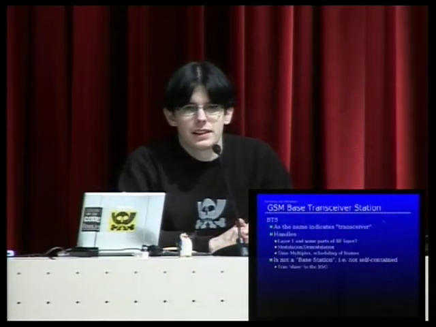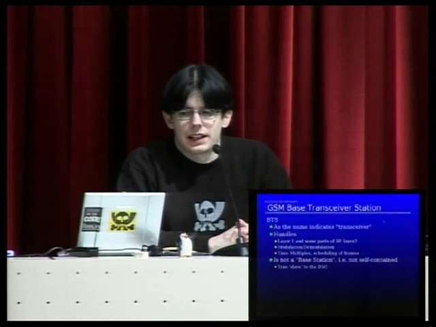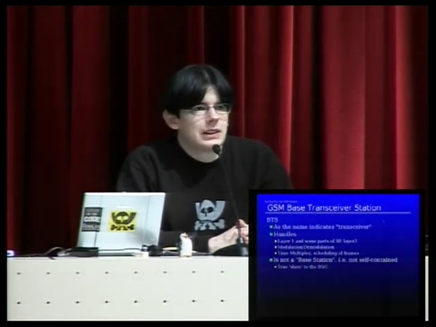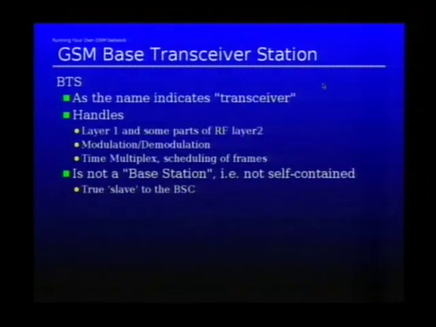So the BTS is the base transceiver station. It handles layer 1 of the radio and parts of layer 2 on the radio side. It handles obviously the modulation, demodulation. There's an RF power amplifier. There are VCOs and so on and so on. The time multiplex, the scheduling of frames, these kinds of things are done by the base transceiver station.